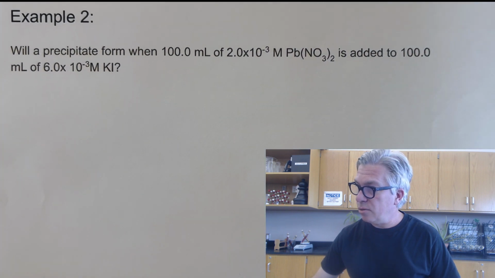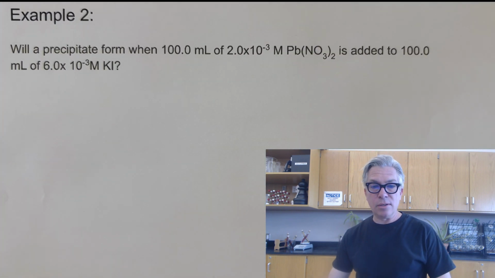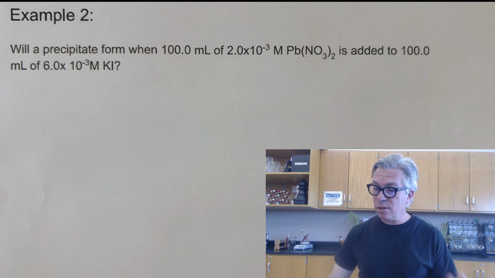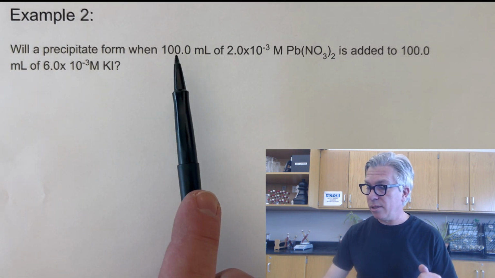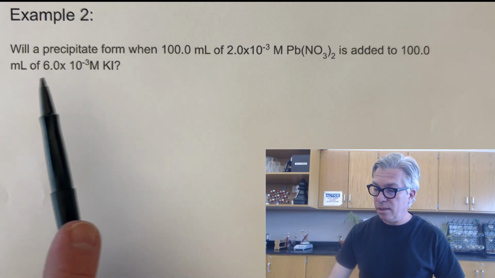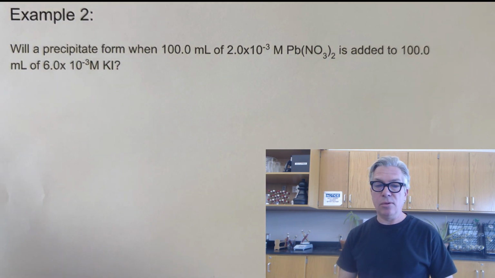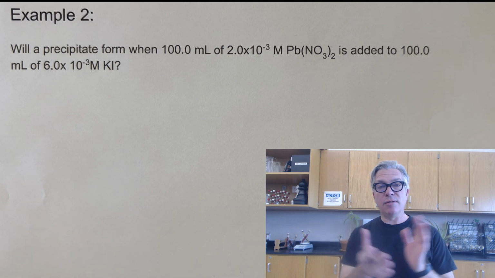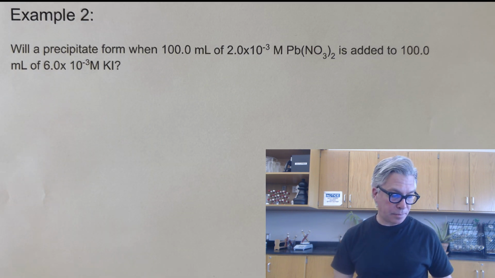If you feel that you would like to try it, use your intrepid chemistry skills and follow the same set of steps to determine if a precipitate will form when 100 milliliters of 2 times 10 to the minus third molar lead nitrate is added to 100 milliliters of 6 times 10 to the minus third molar potassium iodide. Take a moment, pause the video, and see if you can get it.